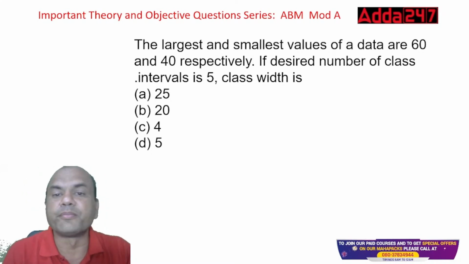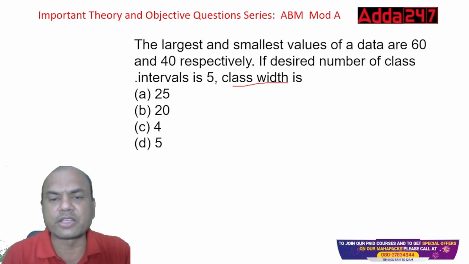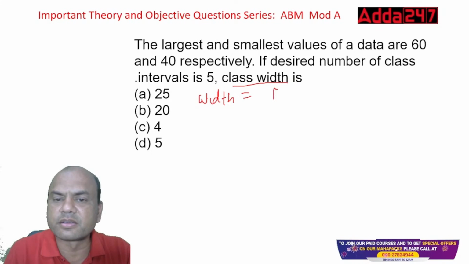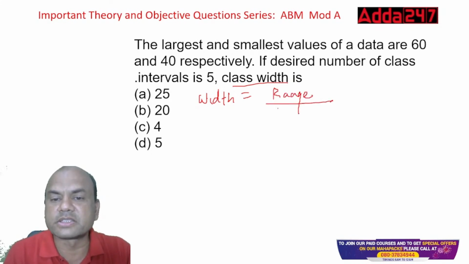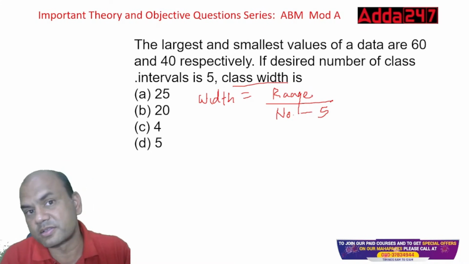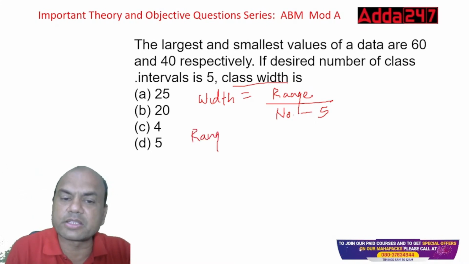Okay, so class width is required. How to find out the class width? I'll give you a simple formula. Width equals range upon number of classes. What is the number of classes? This is simple, 5. But what is the range? Always remember, range always means the highest minus lowest.